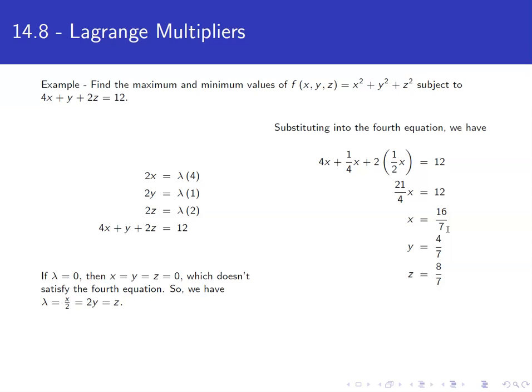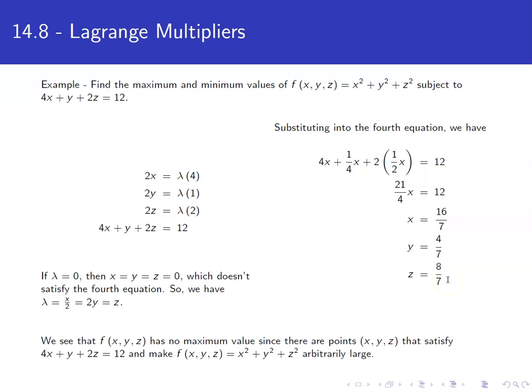Well, we know that y is a quarter of x. That was this relationship here. So since y is a quarter of x, we get y as 4/7. And we also see that z is a half of x, so we'll get that z is 8/7. So we'll only get 1 point here.